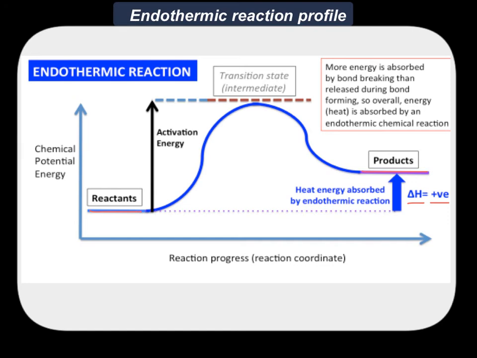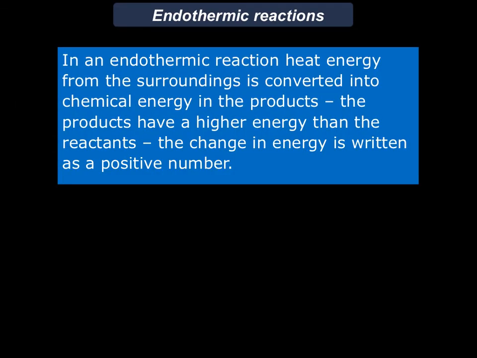So take care that you draw in the diagram carefully and you add in all the labels. Now like that, add in an explanation just below. So in an endothermic reaction, heat energy from the surroundings is converted into chemical energy in the products. The products have a higher energy than the reactants, and the change in energy is written as a positive number.